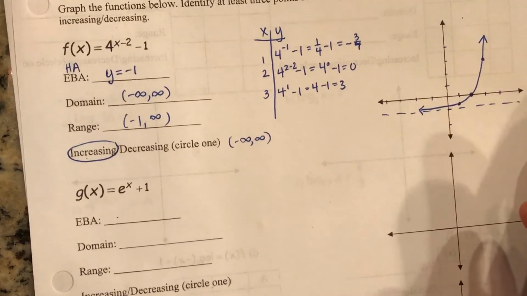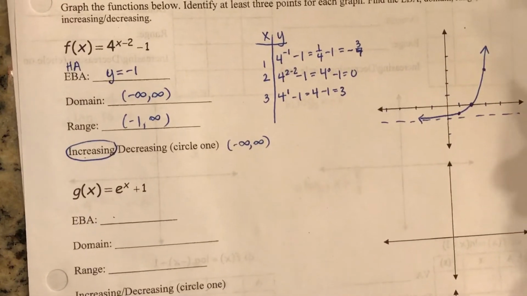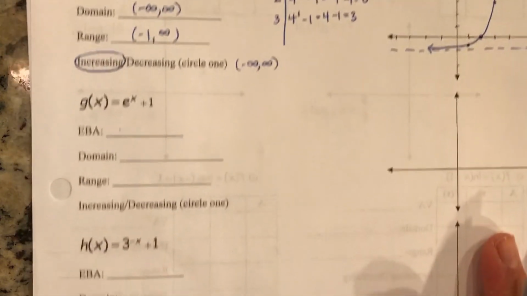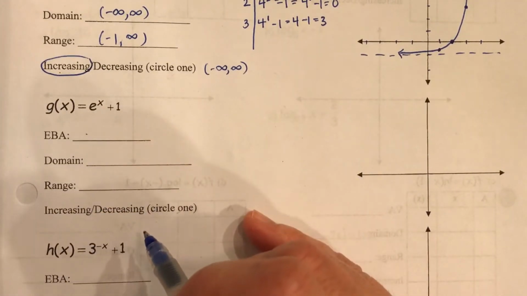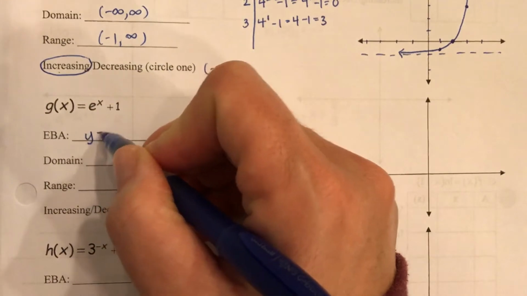Okay, we just nailed our first one. Look at that. We just got 7 points on our test. Cool. Next one. Ooh, it's got an e in it. All right, let's start with our asymptote. It's going to equal 1.